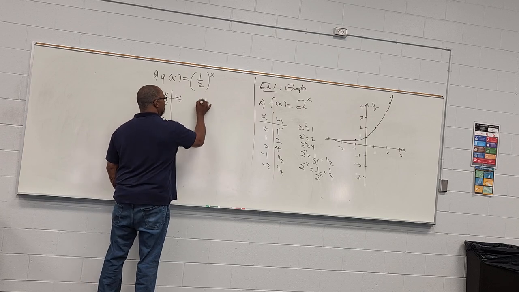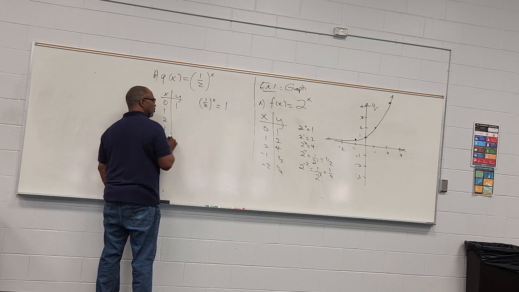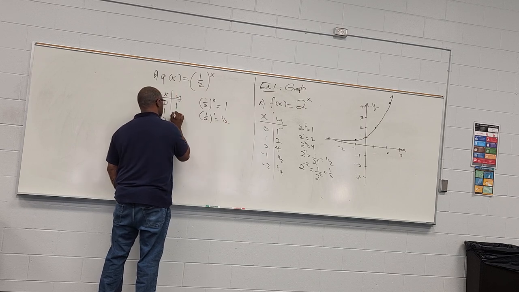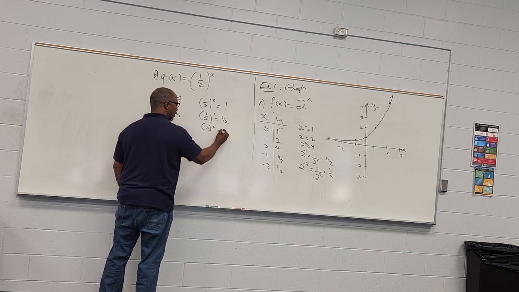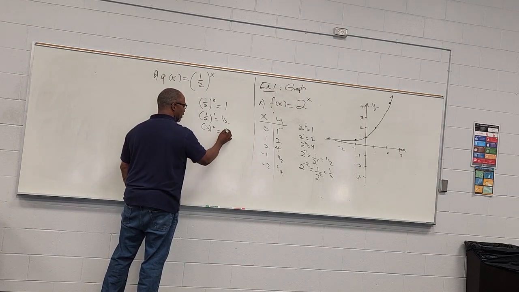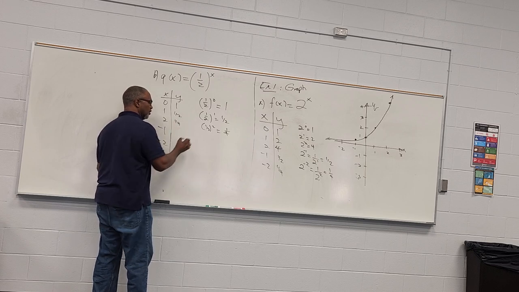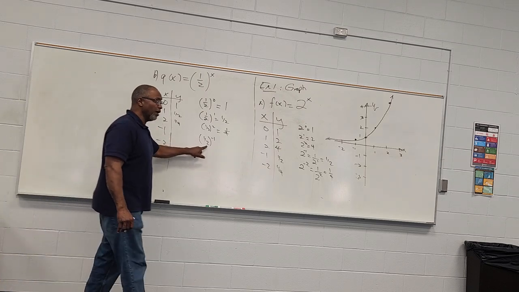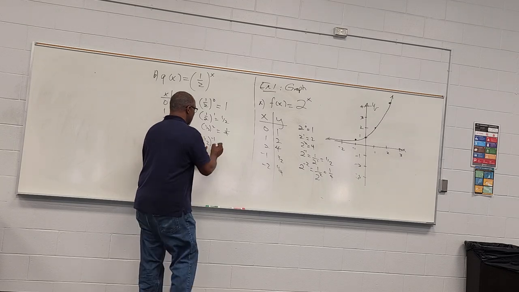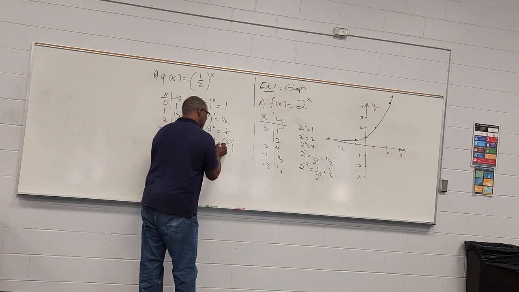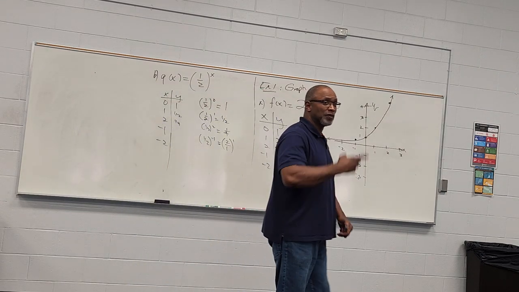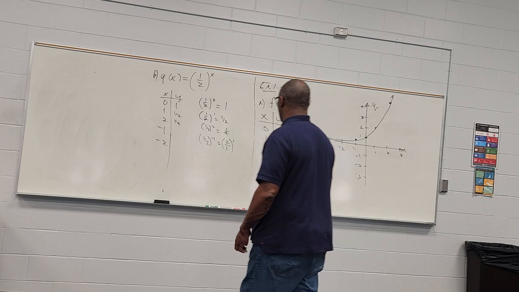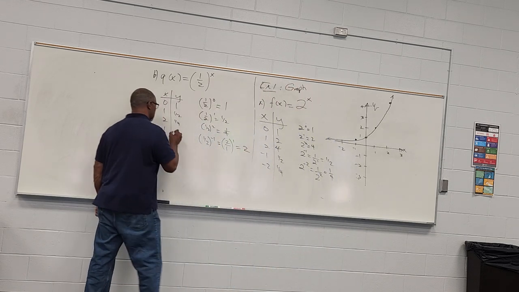So plug a 0 in here. 1 half to the 0 power. Again, anything to the 0 power is 1. 0, 1. Put a 1 in there. 1 half to the 1 is 1 half. Put a 2 in there. 1 half squared, 1 squared gives you a 1, and the bottom 2 squared gives you a 4. 1 fourth. 1 half to the negative 1. Now I'm plugging in x equals negative 1. Whenever you have a fraction raised to a negative power, if you flip the fraction over, the exponent changes sign and becomes positive. So that's 2 over 1 to the positive 1 power. That's just 2. Negative 2.